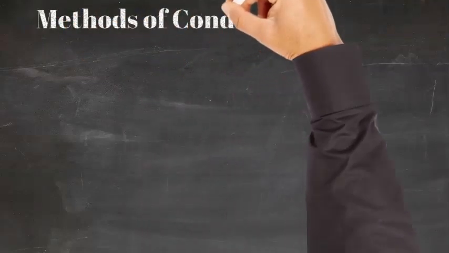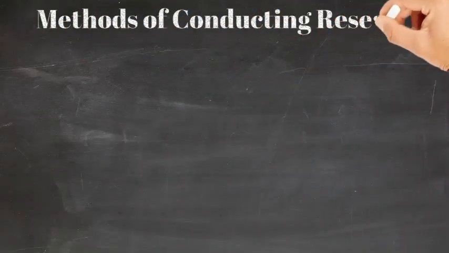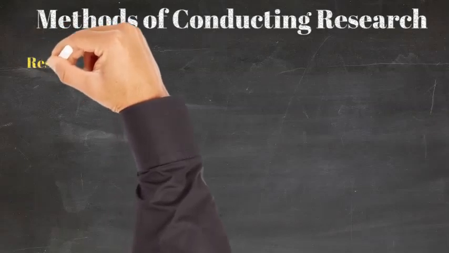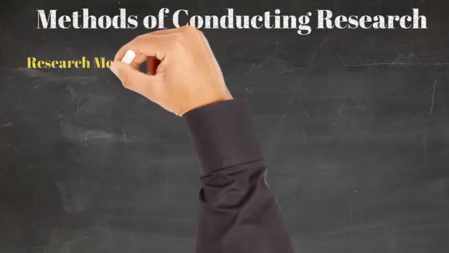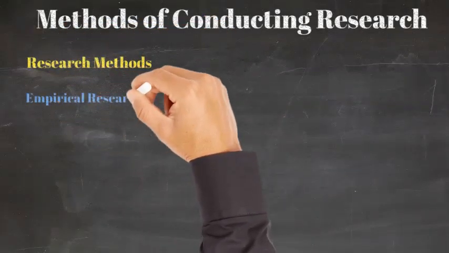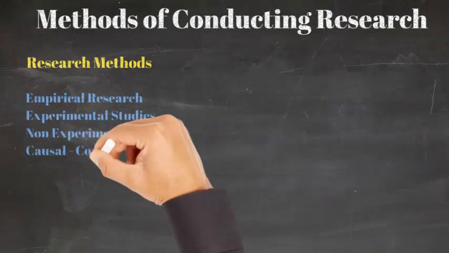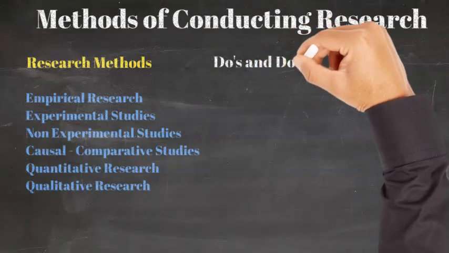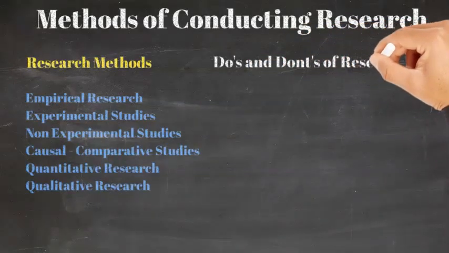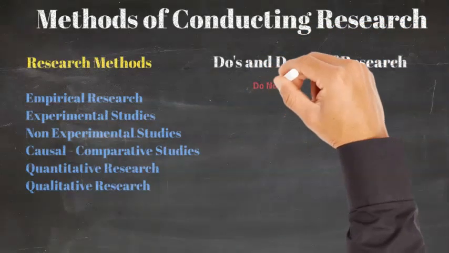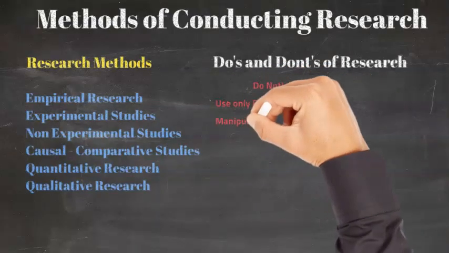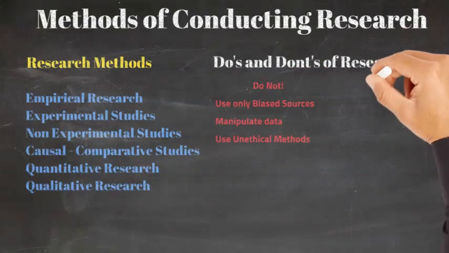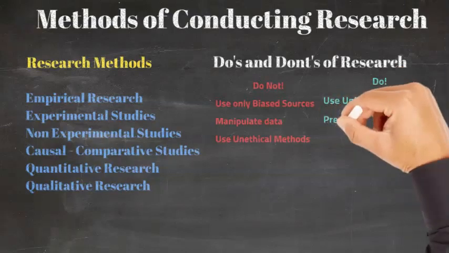There are several methods that can be utilized. Some of these methods include empirical research, which is knowledge based on information. All methods mentioned here fall in this category. Experimental studies would be things such as scientific research in a laboratory or social science research that involves controls. Non-experimental studies would be things such as polls, surveys, interviews, or documented observations of events.